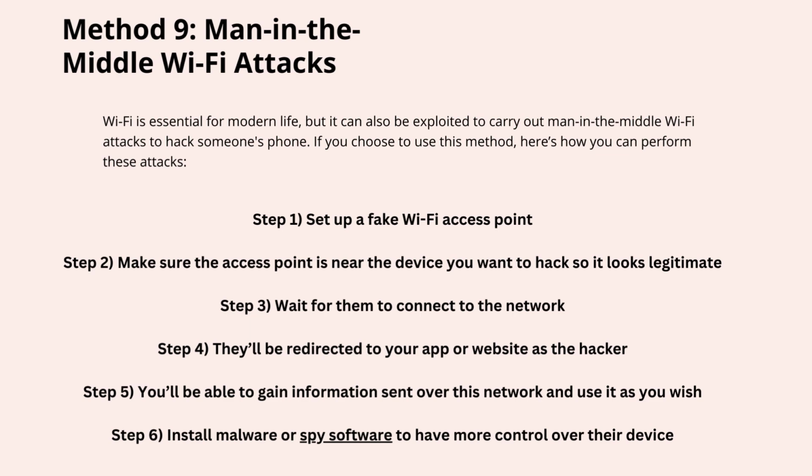Step 1. Set up a fake Wi-Fi access point. Next, place the access point near the device you want to hack and make it look legitimate. When they connect to the network, they will register to your app or website as a hacker. You will be able to gain information shared on this network and use it. Install a driver or spy software to have more control over their system.